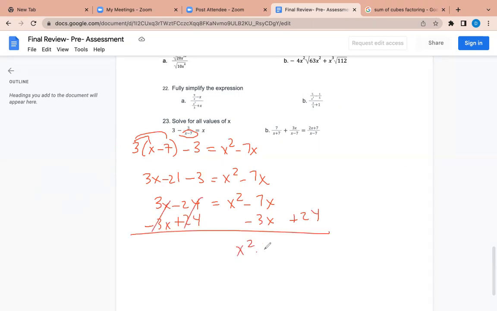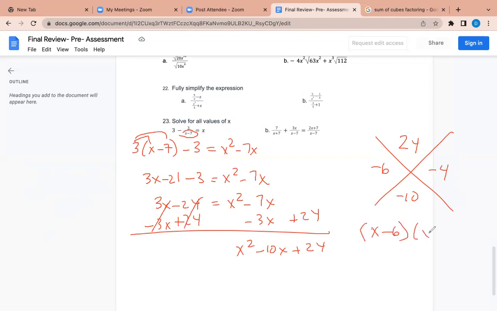X squared minus 10x plus 24. X method here, it would be 24 and negative 10, which would be negative 6 and negative 4. So we have x minus 6, x minus 4. Our two solutions are x is equal to 6 and x is equal to 4.